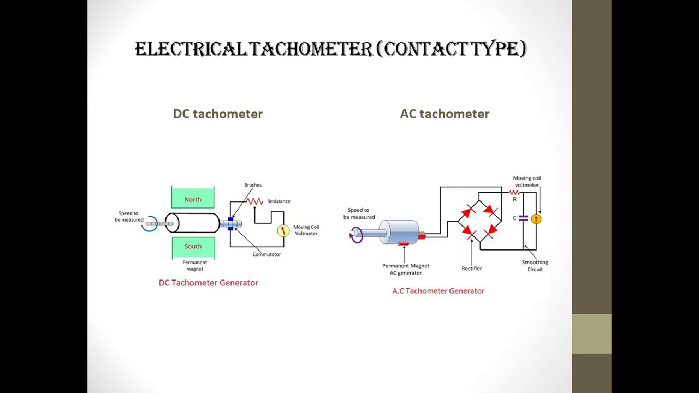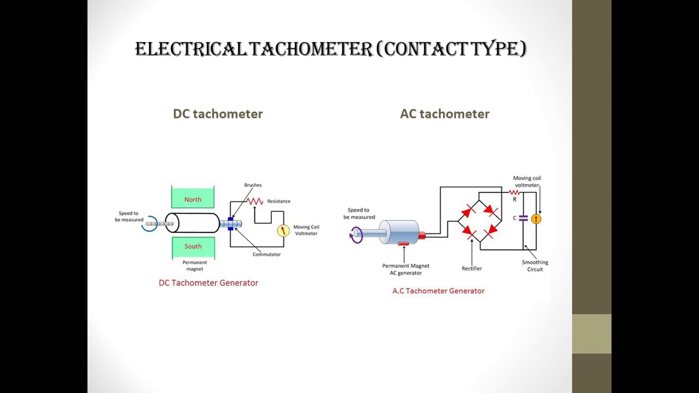The EMF generated is proportional to the product of flux and speed. Since the flux of the permanent magnet is constant, the voltage generated is proportional to speed. The polarity of output voltage indicates the direction of rotation. The EMF is measured with the help of a moving coil voltmeter having a uniform scale and calibrated directly in terms of speed.